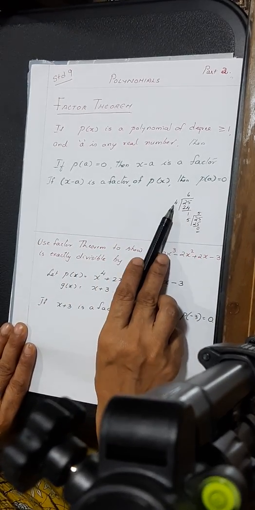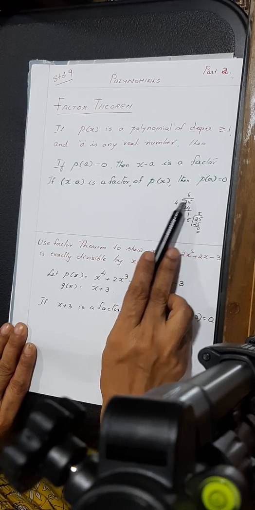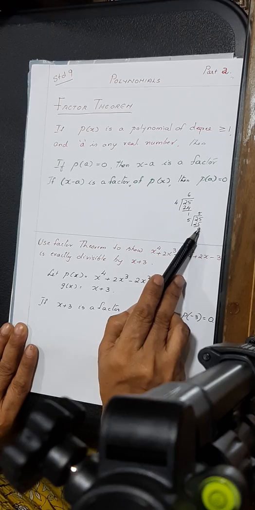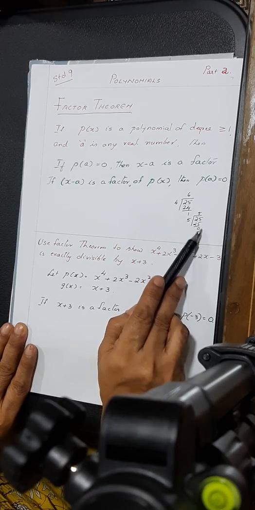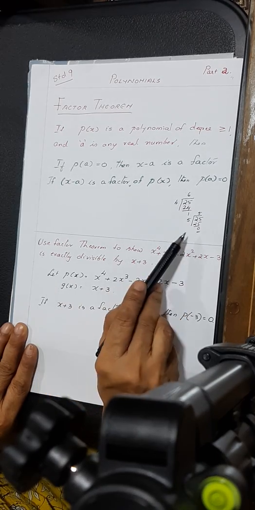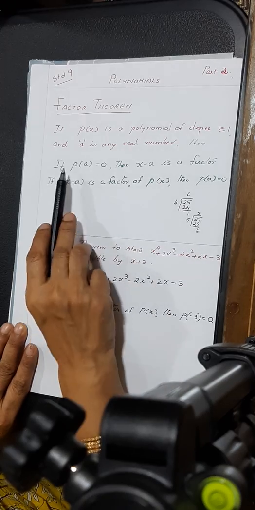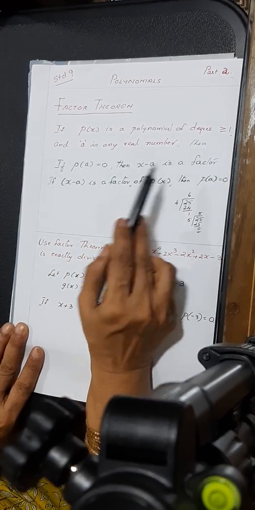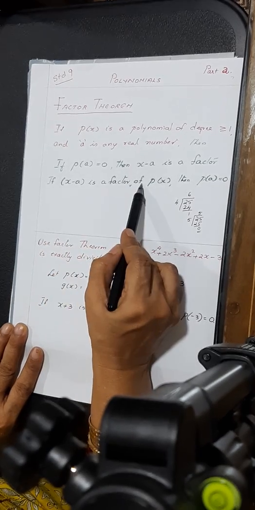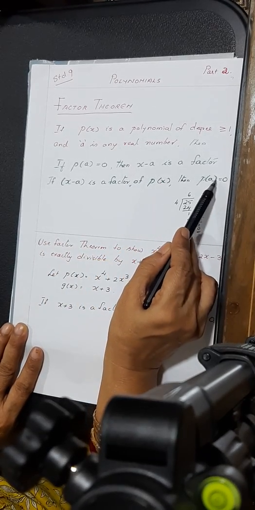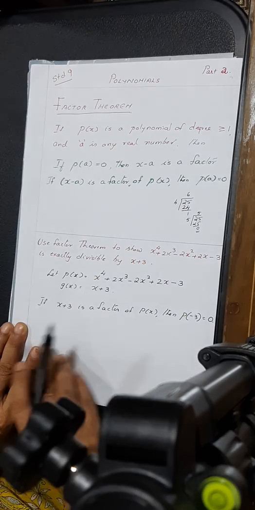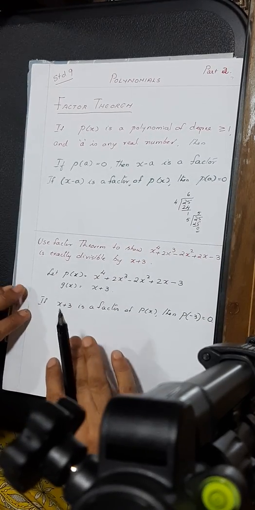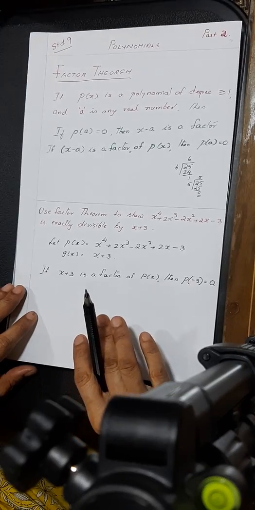See, 4 is not a factor of 25. Neither 6 nor 4 are factors of 25 because you get a remainder 1. But 5 is a factor because you get 0 as a remainder. So, if p of a is 0, then you can say x minus a is a factor. If x minus a is a factor of p of x, then p of a is equal to 0. So, both ways it holds good. If we do the problems, you will be able to understand it much better.